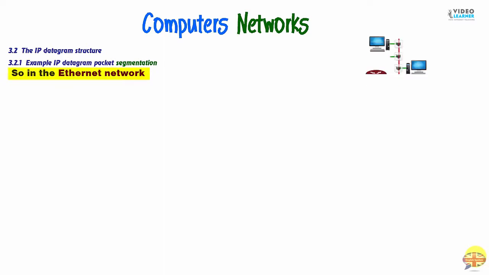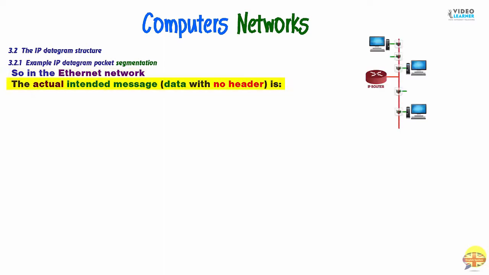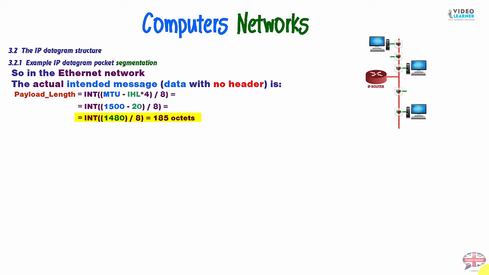So in the Ethernet network now, the actual intended message, that's to say data with no header, clear data, or else we can say payload length, is equal to a function of integer, and in the brackets we have MTU minus 4 times IHL, divided by 8. So we have integer of 1500 minus 20, divided by 8. So we have 185 octets, or 185 times 8 bytes. So payload length, clear data, is equal to 1480 bytes.